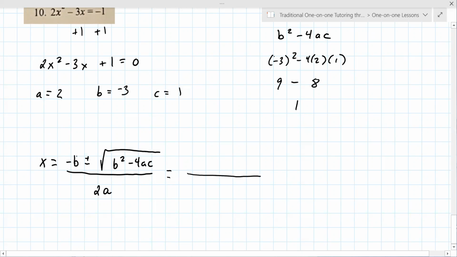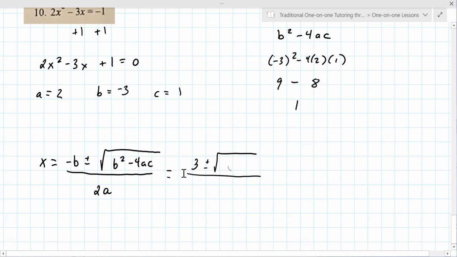So what is the value of B? The value of B is -3. So when you negate a -3, what does it become? When you negate a negative, it becomes 3, positive 3. Plus or minus the square root. What number goes here? What number goes there? Okay, -3 squared minus 4.